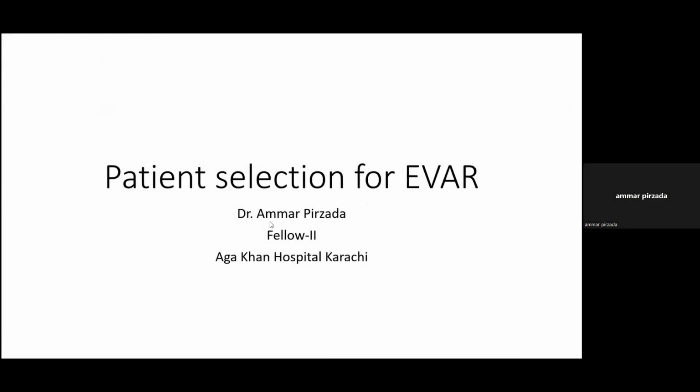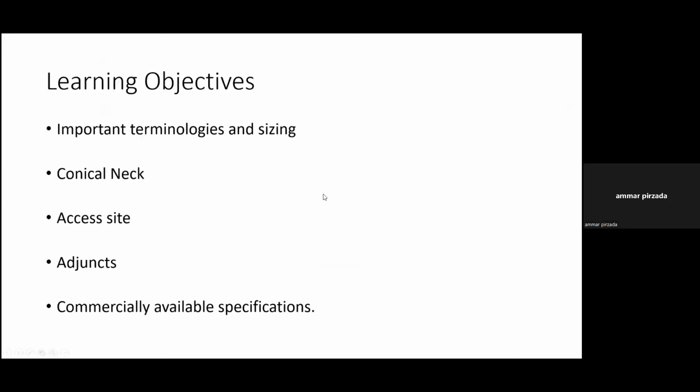I'll be briefly touching the anatomical criteria for patient selection for performing an EVAR. So the learning objectives of today's presentation would include going through important terminologies and how to size an infrarenal AAA. Then I'll be touching the topics of conical neck and how to go about it. Lastly, I'll be talking about access site assessment and a few adjuncts. And the last part of the presentation would include going through commercially available specifications.